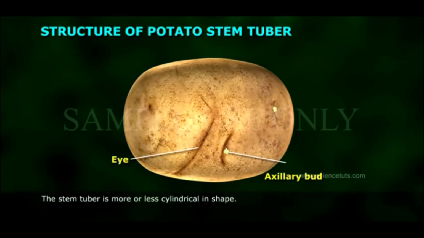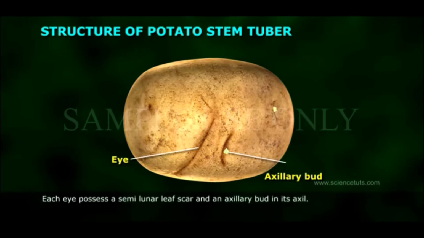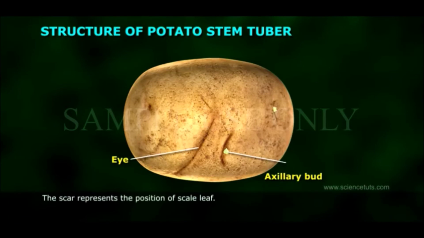The stem tuber is more or less cylindrical in shape. It is covered by a brown colored layer. It bears many eye-like structures. Each eye represents a node. Each eye possesses a semi-lunar leaf scar and an axillary bud in its axil. The scar represents the position of the scale leaf. The eyes help in vegetative propagation. They do not possess adventitious roots.